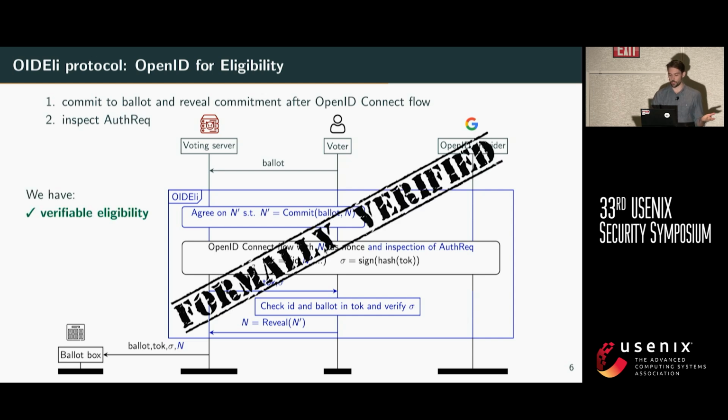So with this, we got a protocol that adds proof of eligibility. We wrote some proofs. I'm not going to bore you with the details here. There's one thing left, though. We publish the ID token in clear on the ballot box, and the ID token contains the ID. So we just tell everybody who voted and who didn't.